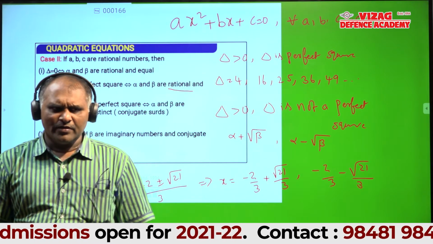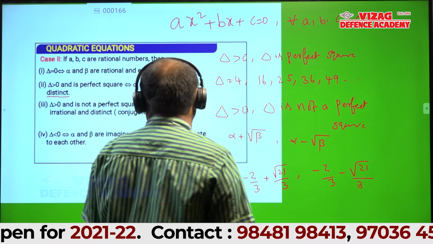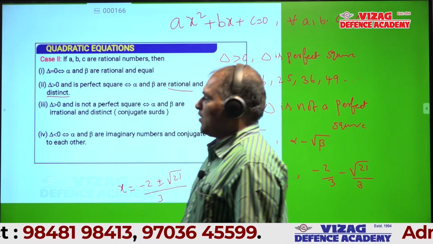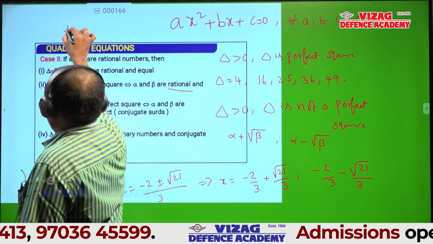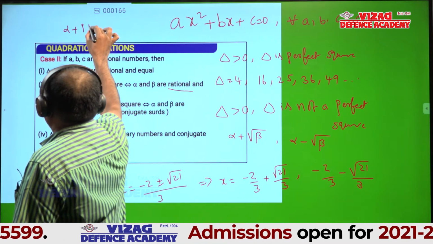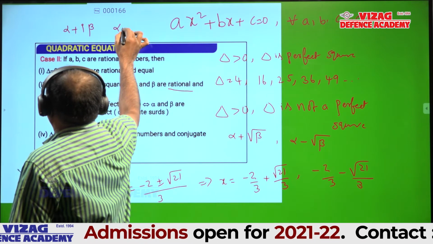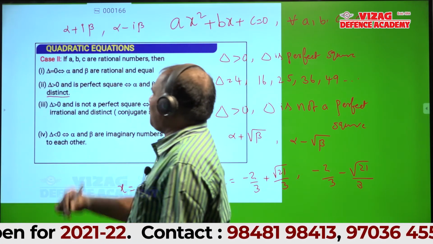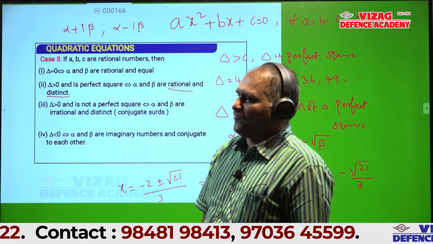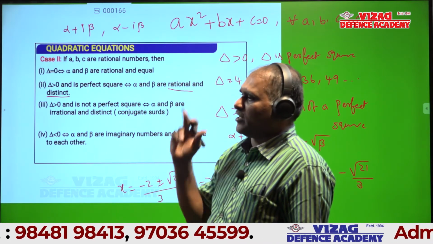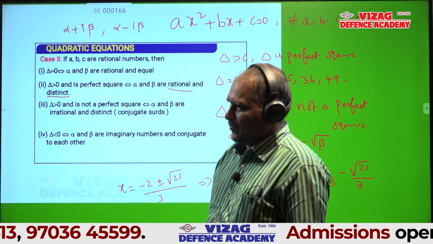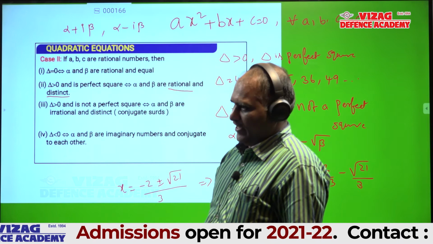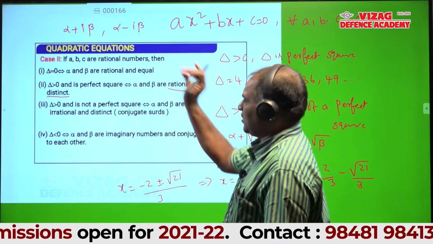Conjugate. A conjugate here is equal to, in complex numbers, if alpha plus i beta is the one value, then alpha minus i beta is called the conjugate of the first value. Alpha plus i beta and alpha minus i beta are conjugates. You can learn that in complex numbers, don't worry. Presently, just remember that point.